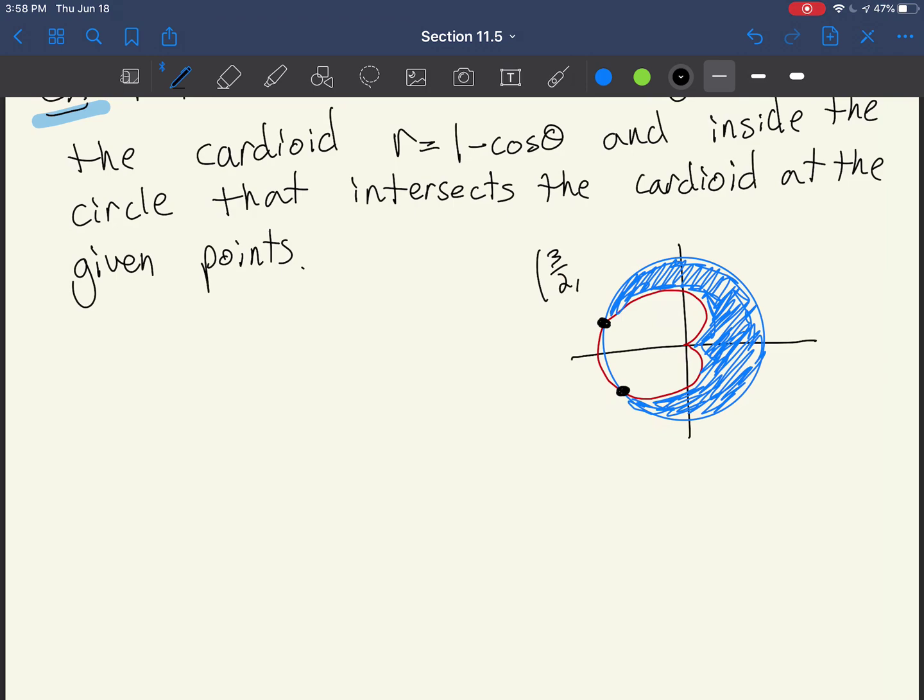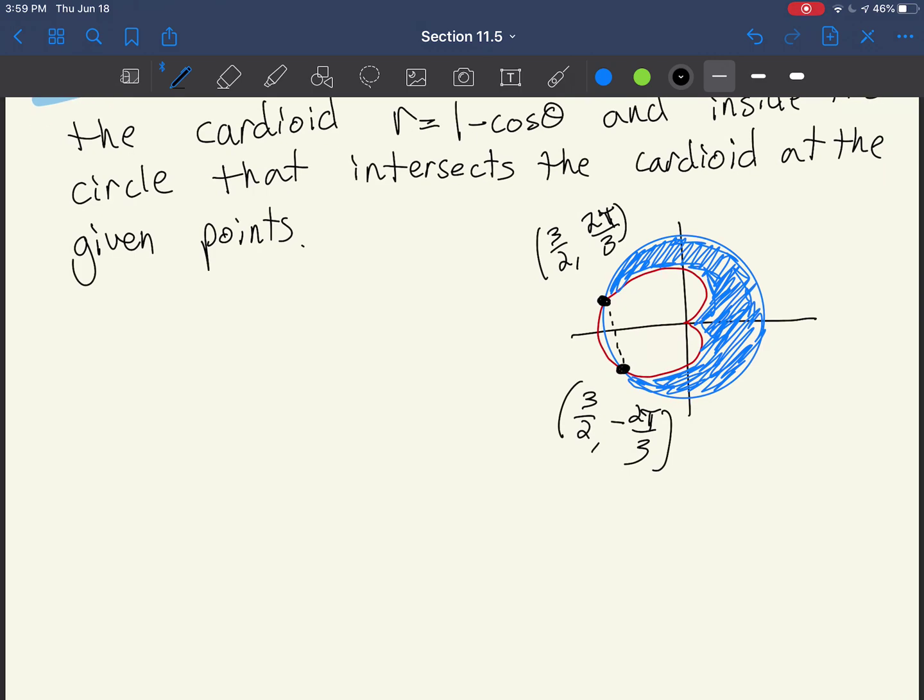So I'm supposed to give you 2 points. So we have the circle intersects the cardioid at 2 points. The top point is 3/2, comma, 2 pi over 3. And the bottom point is 3/2, comma, negative 2 pi over 3. So this wasn't drawn perfectly because these are supposed to be in a straight line, but good enough.